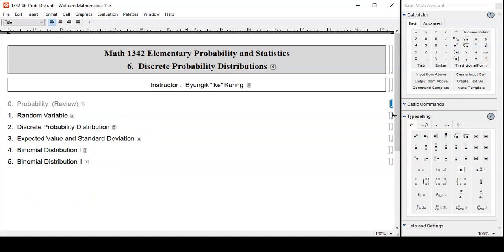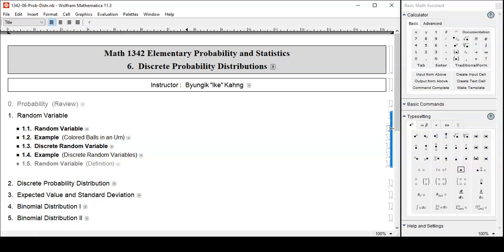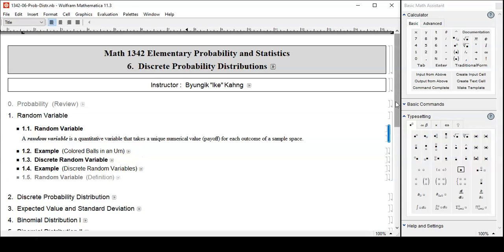Now let's go to section 1, Random Variable. A random variable is a scheme that assigns a numerical value, which we call the payoff, to each outcome of a sample space. More precisely speaking, you can call it a quantitative variable or a real valued function, but that's a bit too deep, so you can consider it as any kind of scheme. If you just put numbers into outcomes, there goes one random variable. Here's an example.